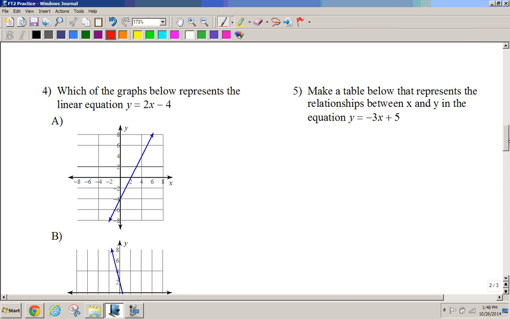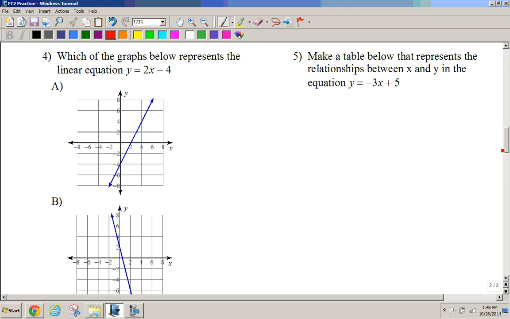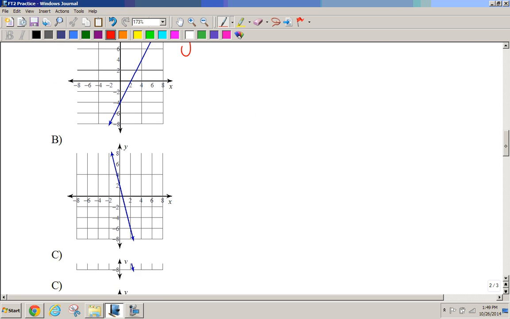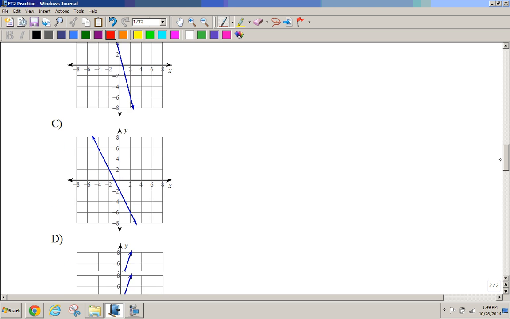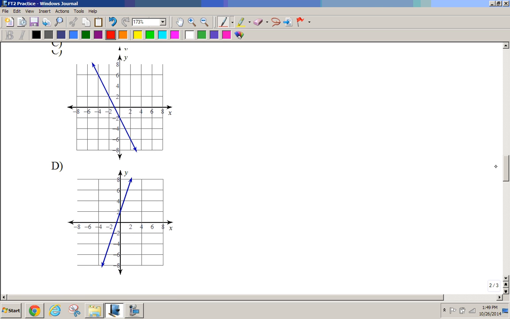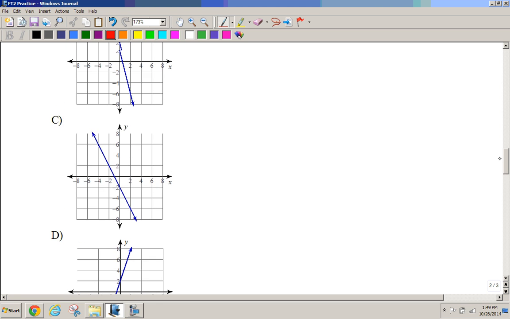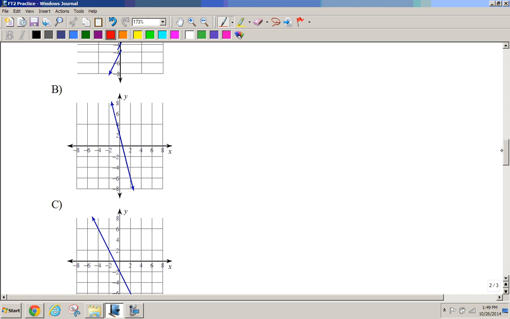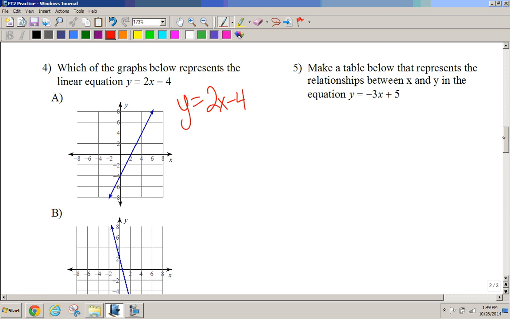All right, question 4. Okay. On the y equals in your calculator, you're going to type in 2x minus 4. One of these graphs represents 2x minus 4. Go through and find the right one. Okay, pause the video at this time, do the problem on your own, and then unpause it to see if you've gotten the correct answer. So go ahead and pause it right now.